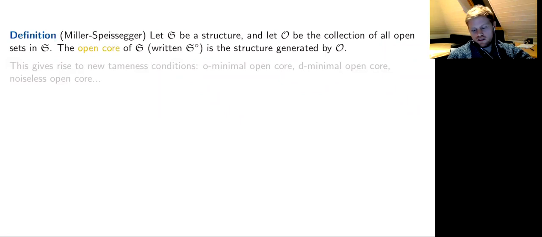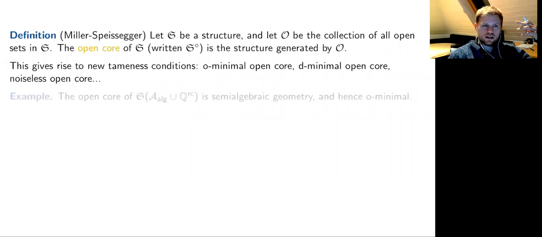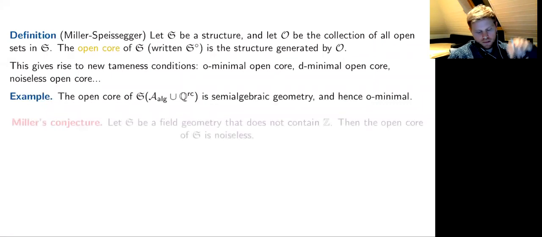So this gives rise to many new tameness conditions, like you can say maybe the structure is not o-minimal, but the open core of the structure is o-minimal. The open core of the structure is d-minimal, or the open core is noiseless. Every tameness condition we had before, you can put on the open core, and that gives you a tameness condition again. Note that all of them are still type A, so I'm still not leaving type A structures.